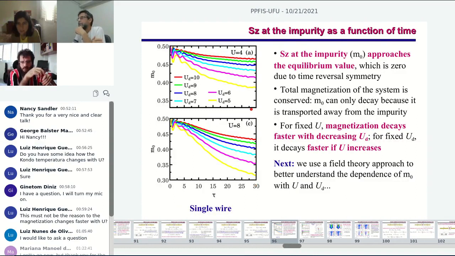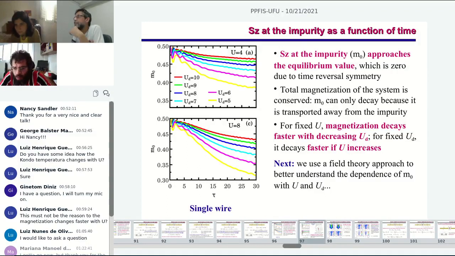As we increase U, we go closer to, and indeed U helps going towards, the Kondo limit. Yes, I agree. Is this the conclusion? Yes. All right. Having U helps. Okay.